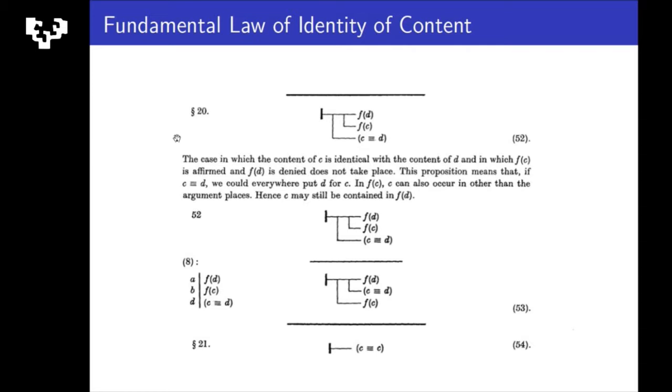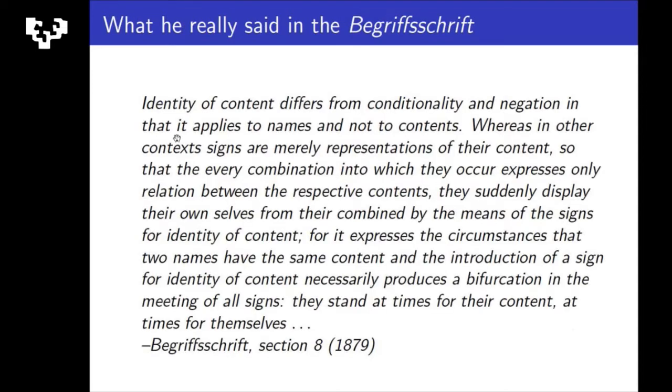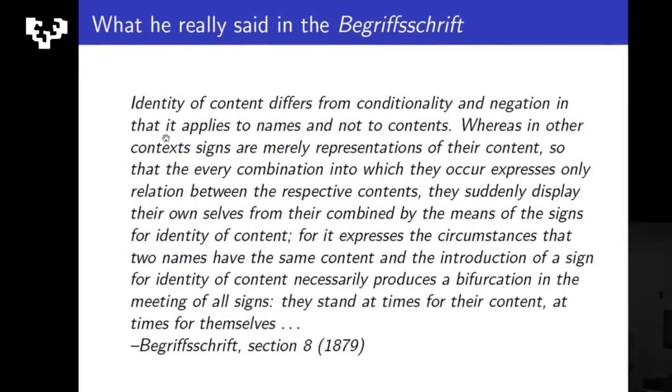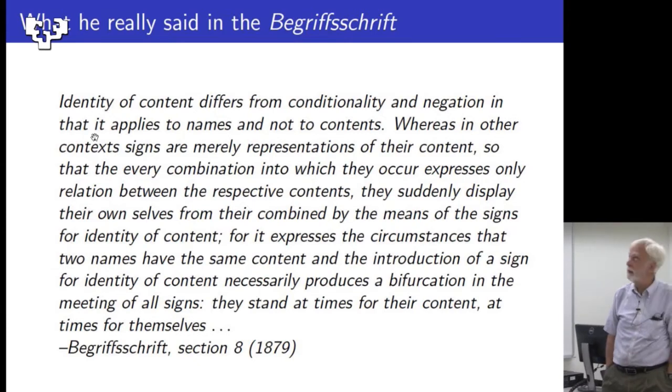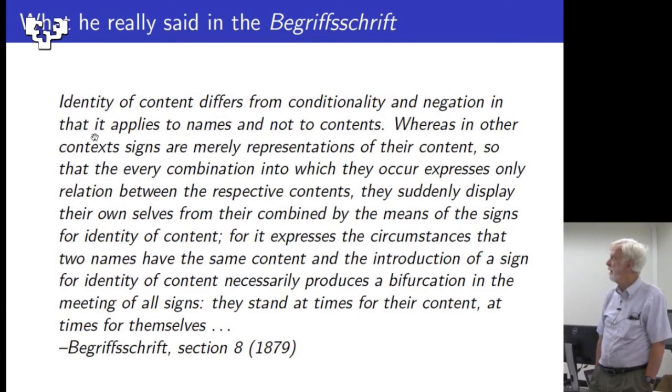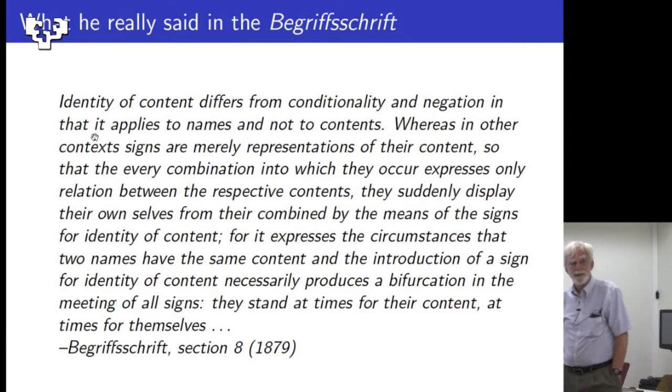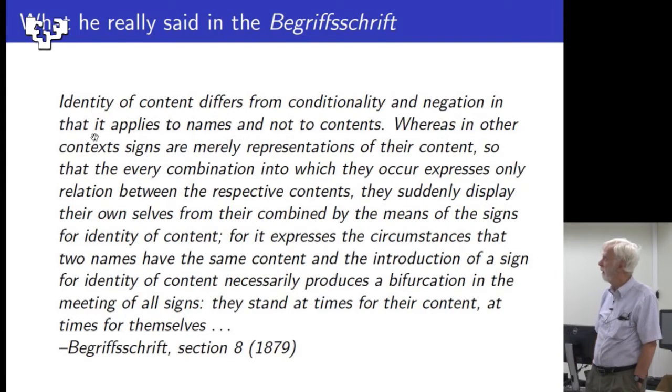Okay, so he definitely does not hold in the Begriffsschrift that identity is a relation between names. He just doesn't. Here's what he actually says in the Begriffsschrift, which is in your long thing. Identity of content differs from conditionality, if then, and negation, in that it applies to names and not to contents. I'm not claiming it's the clearest thing ever written, but it's pretty clear what he's aiming at.